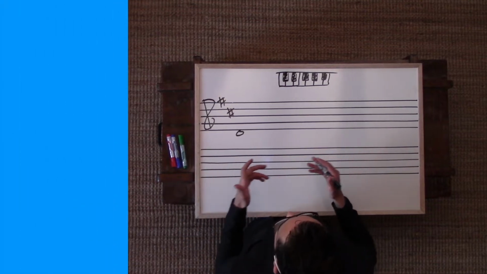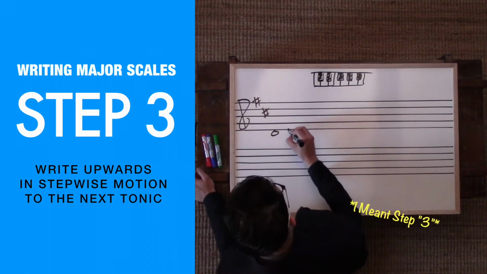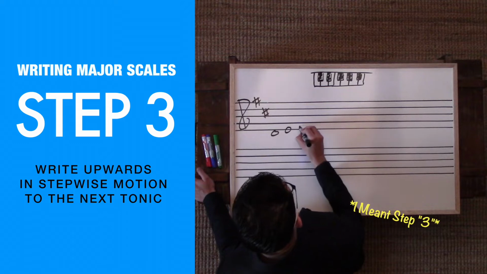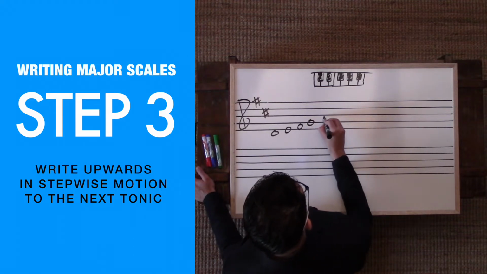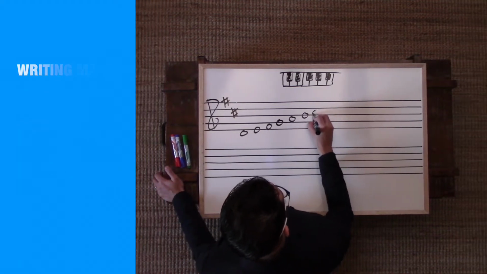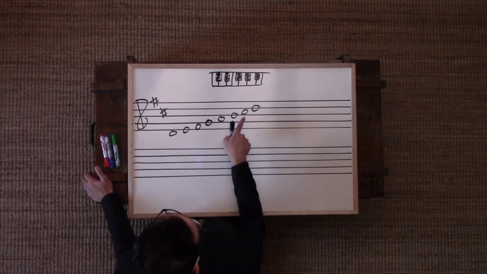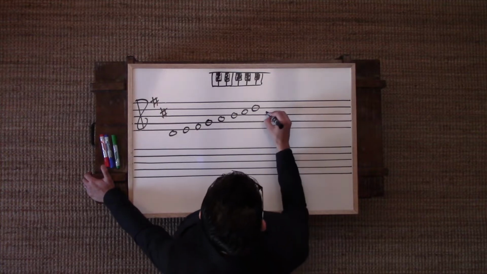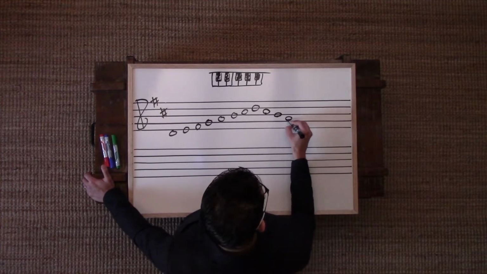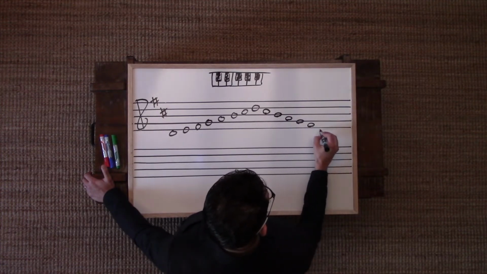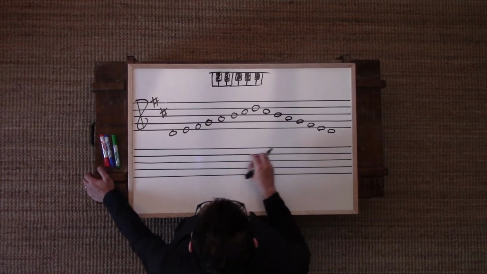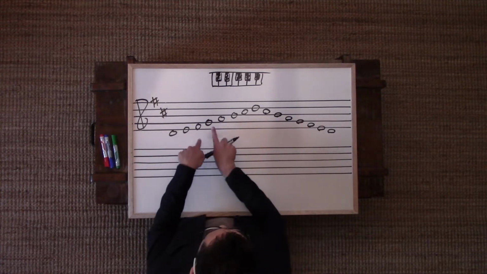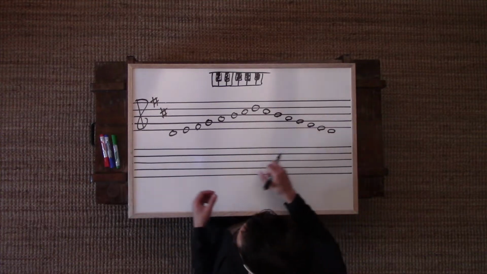Now step 3 is to write up in stepwise motion. So there's D, up a step, up, up, up, to the next tonic, which is D. And now, because the question asked us to go descending, we will come back down. That was all stepwise motion, space line, etc. And this is the right answer. That is a D major scale with a key signature.